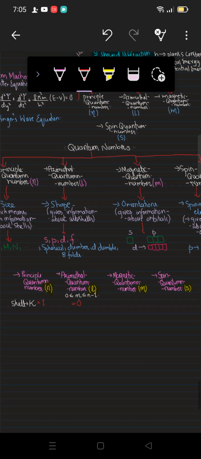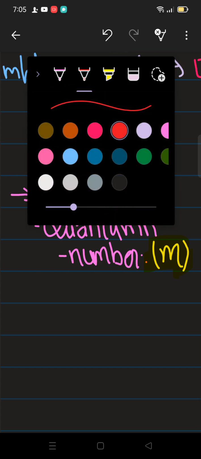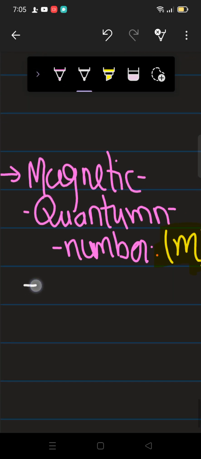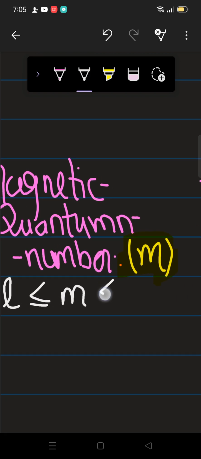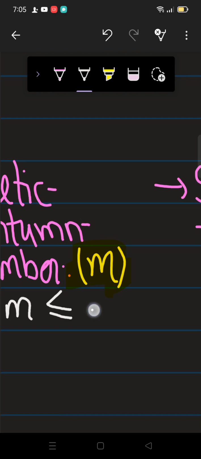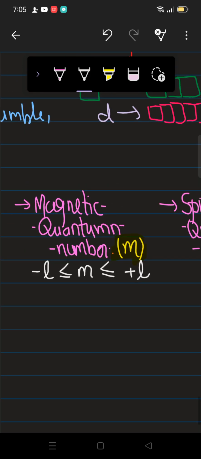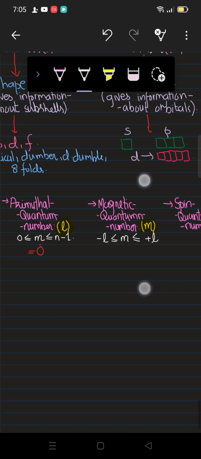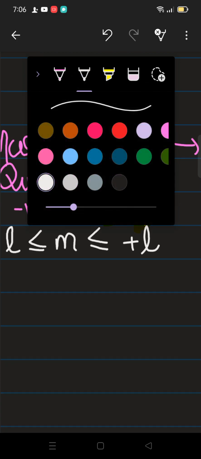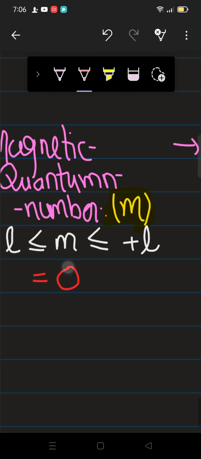The formula for the azimuthal quantum number is done now. Now we need to check the formula for the magnetic quantum number. The formula is minus L is less than or equal to M, and M is less than or equal to plus L, which means whatever the value of L would be, we take that and its negative, and from that negative we go up to the positive value of it. Initially here we have 0, so we're going to take 0.